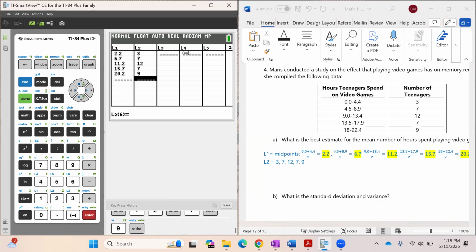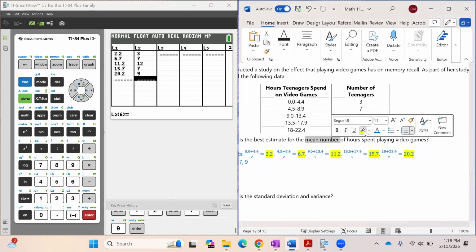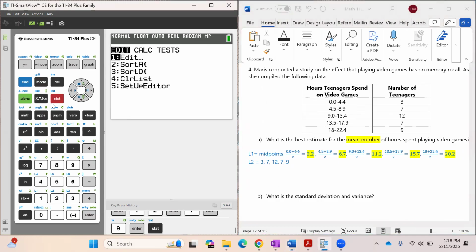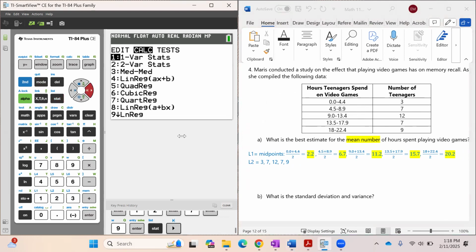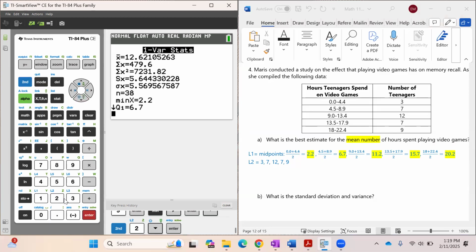All right. So the question's asking for the best mean. So what we need to do here is go to stat and calculate our mean. So we go to calc, one-variable stats again, list one, but now we need to put in our list two. So we go to second and press number two. If you see above, there's a blue L2. That means we're going to have that list two right there. So list two, go down and hit calculate.